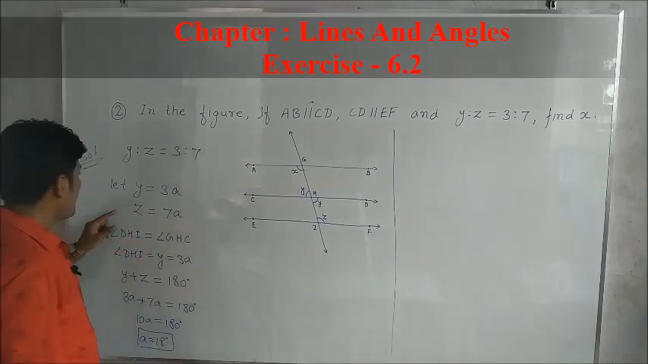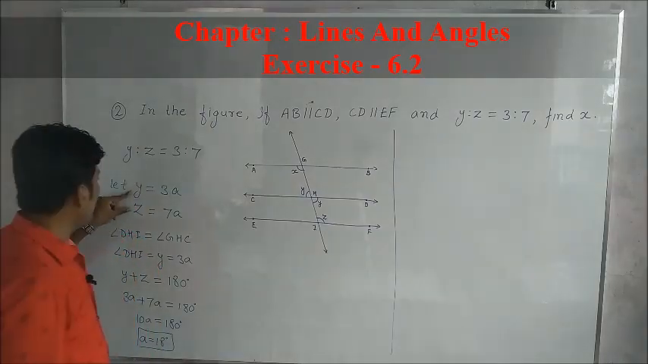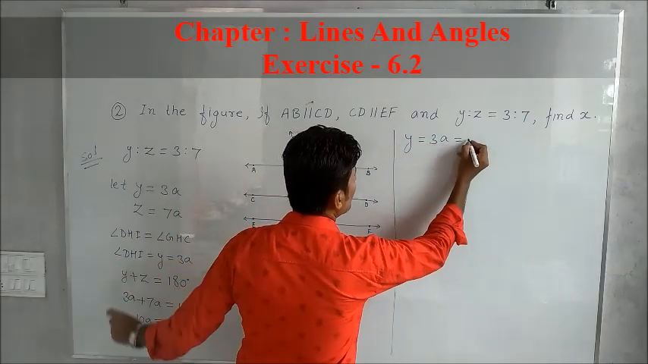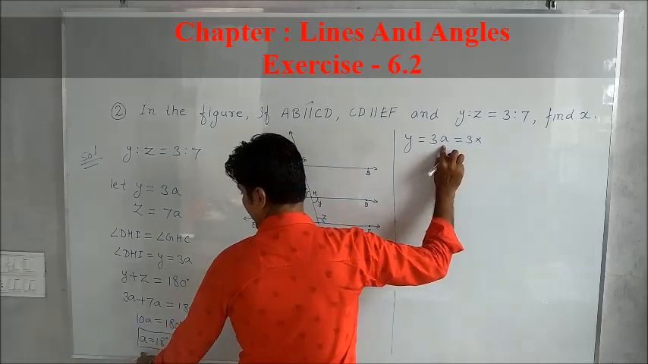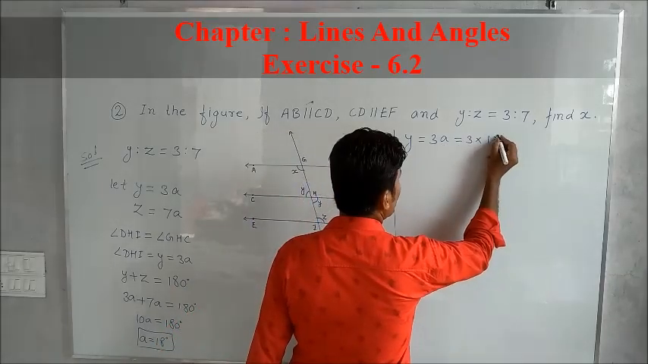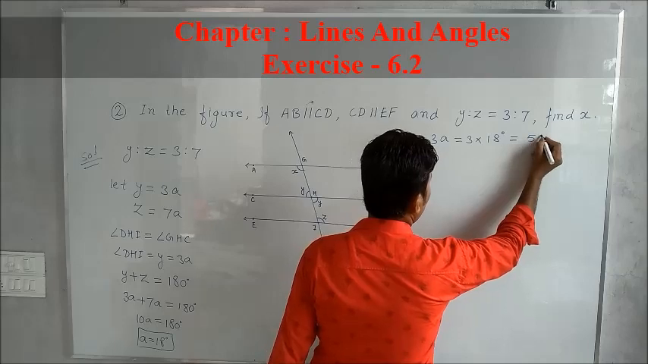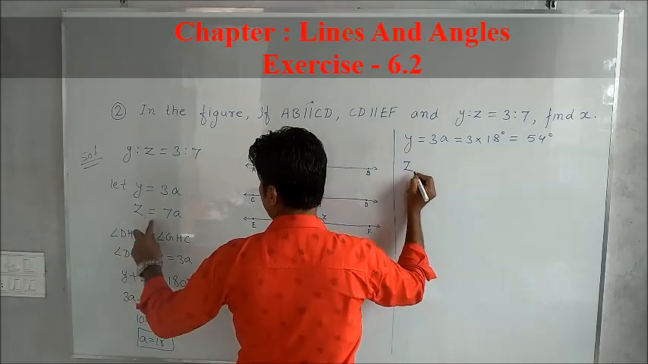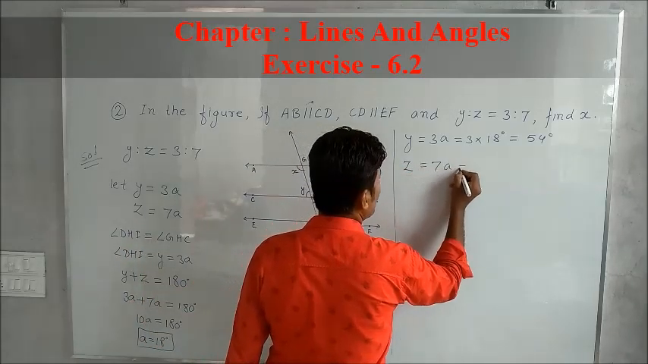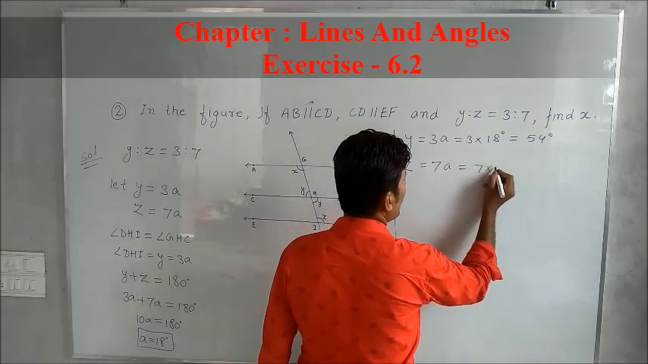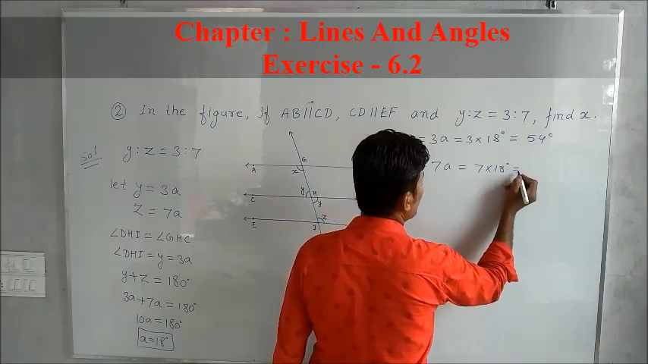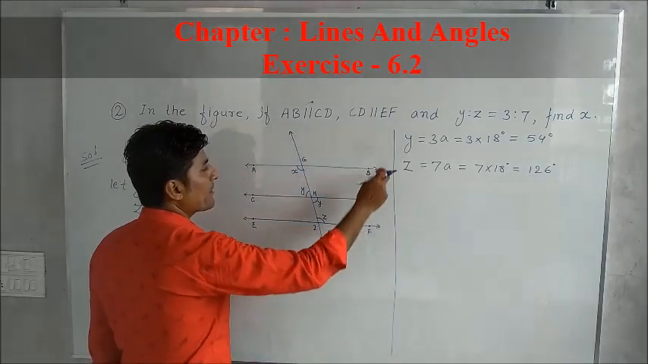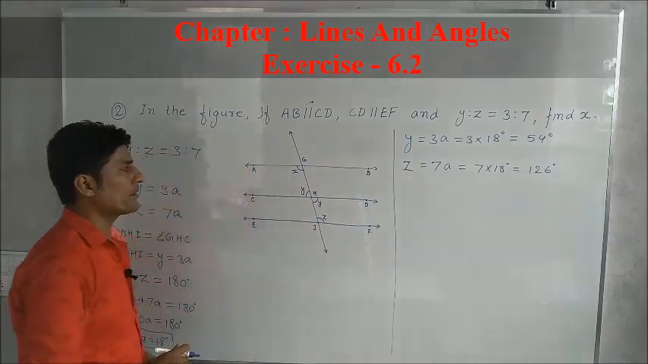After that, now we can find the measurement of angle Y and angle Z. Since the measurement of angle Y is equal to 3A, we write 3 in place of A. Since the value of A equals 18 degrees, we write 18 degrees. So we can write 54. The measurement of angle Y is equal to 54 degrees. Similarly, the measurement of angle Z equals 7A equals 7 multiplied by 18 degrees equals 126 degrees.